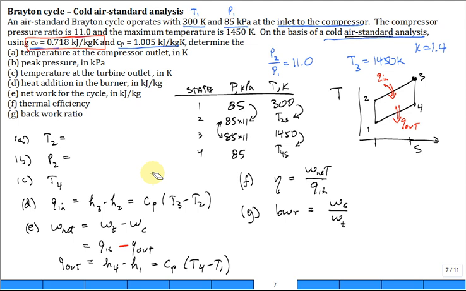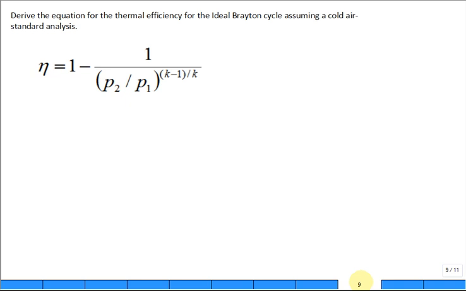Any other comments or questions about this problem? Does it look straightforward? You think you can do that? Derive the equation for the thermal efficiency of the ideal Brayton cycle, assuming a cold air standard analysis.